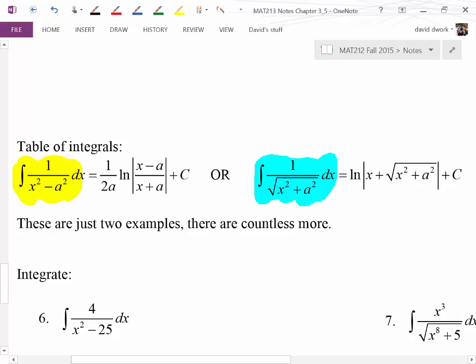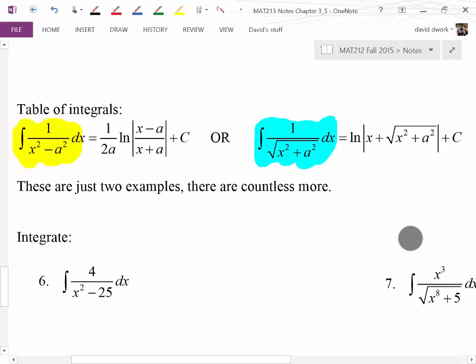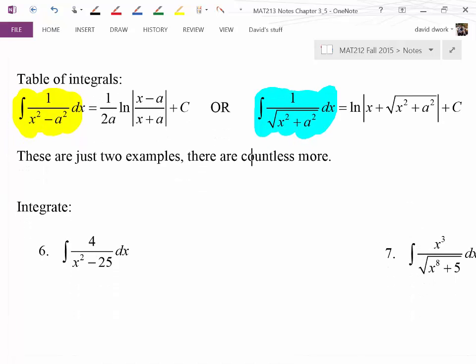Now notice the main difference for these two. One of them is x squared minus a squared all in the denominator. The other one is the square root of x squared plus a squared. So one's got a minus, one's got a plus, and the plus has the square root. And for those of you who know trig, these are actually really easier to do using trigonometry. But since we don't know trig, we have to avoid it.